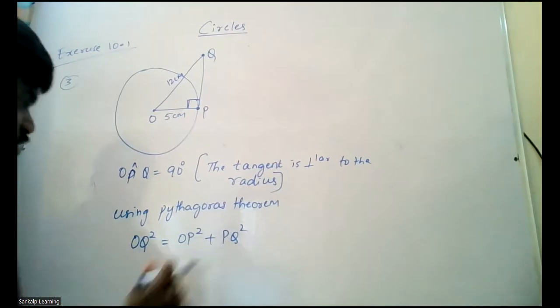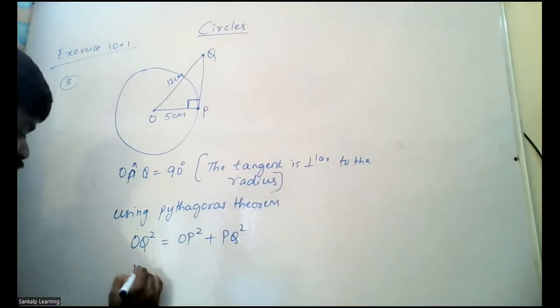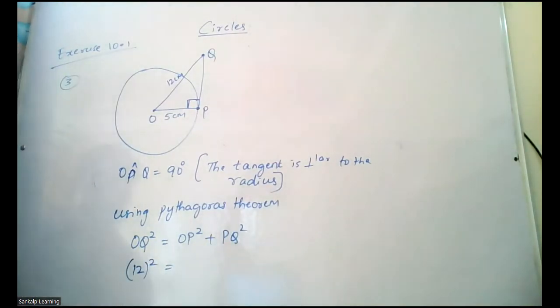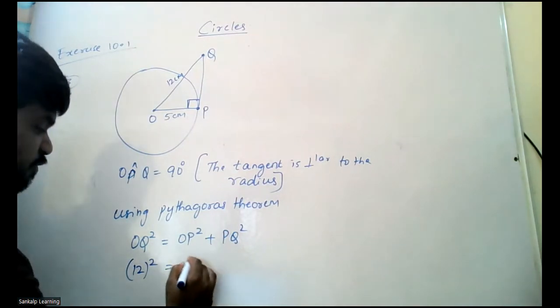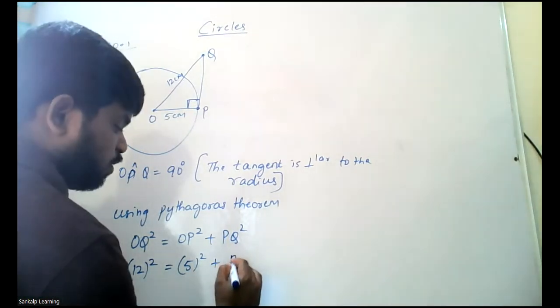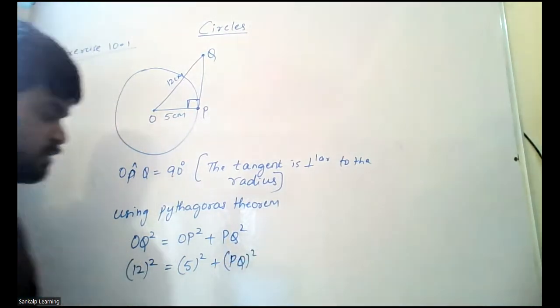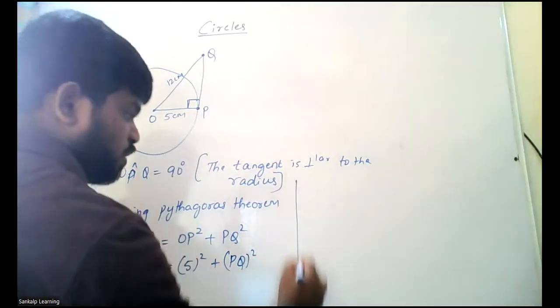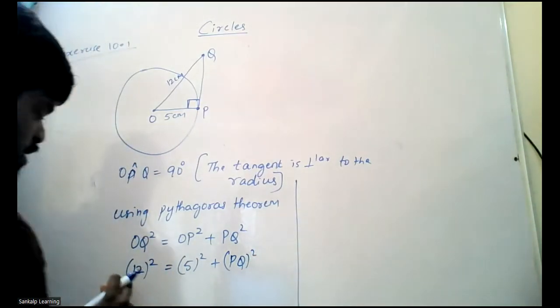Now, which are the values that I know? I know the value of OQ, that is 12 square. Do I know the value of OP? Yes, it is 5 square. Plus, do I know the value of PQ? No, I don't know. So I have to find it. Let's keep it as it is. Now, what is 12 square?